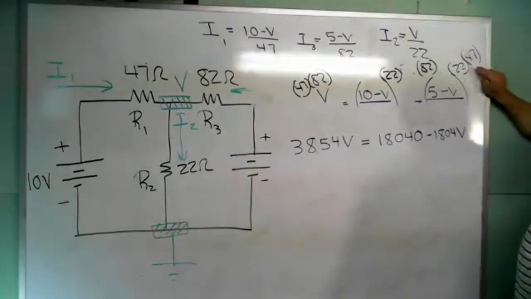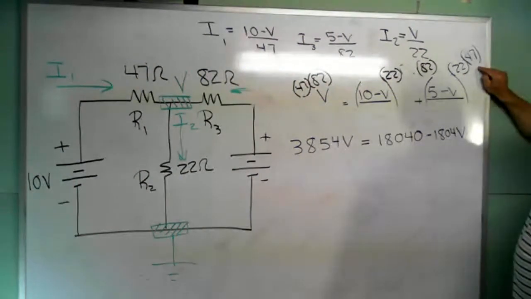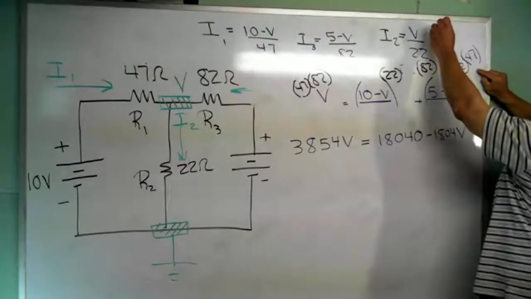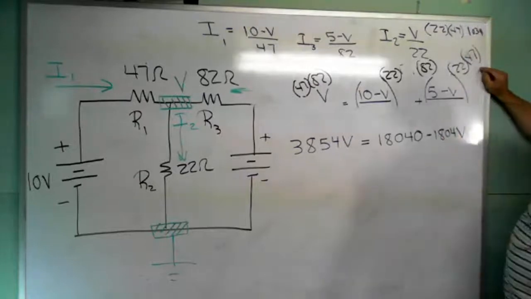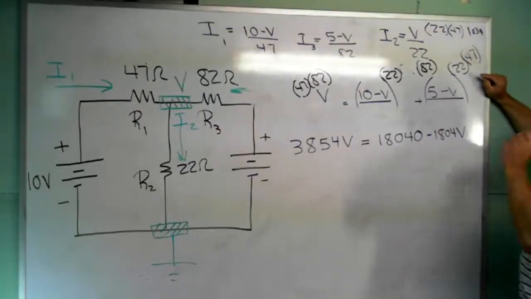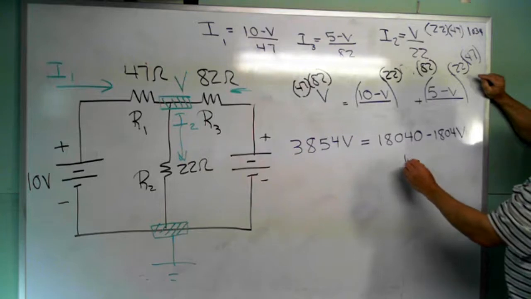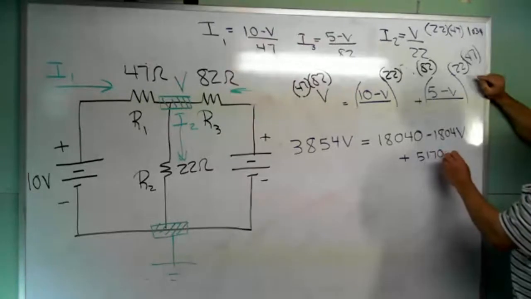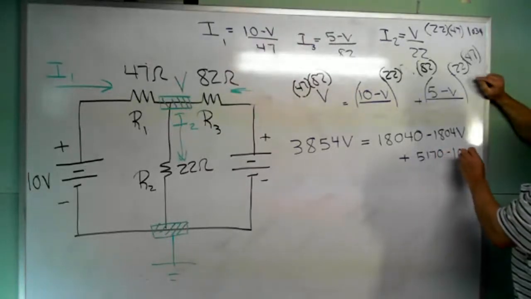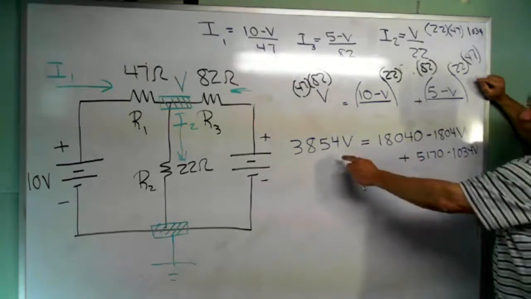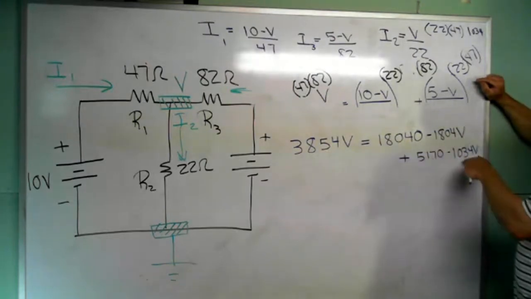But now I got 22 times 47. What's 22 times 47? 1034. Then take 1034 times 5. How much is that? 5170. I got 5170 minus 1034V. Now, hopefully you guys can see this is all one line. I had to wrap it around like this.